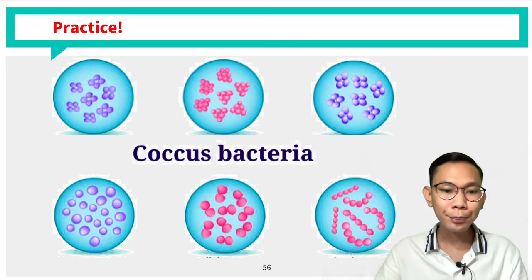How about this one? These are actually your tetrads. 4 combinations, 4 cocci in a group.